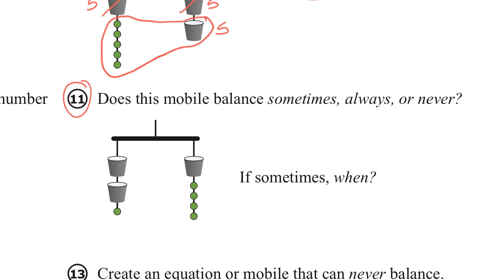Okay, number 11, does this mobile balance sometimes, always, or never? And if sometimes, when? So let's simplify our mobile. I'm going to take 1 bucket away from each side, and I'm going to take 1 dot away from each side. And so what I'm left with is that the bucket has to equal 3. So when does it balance? When the bucket equals 3.